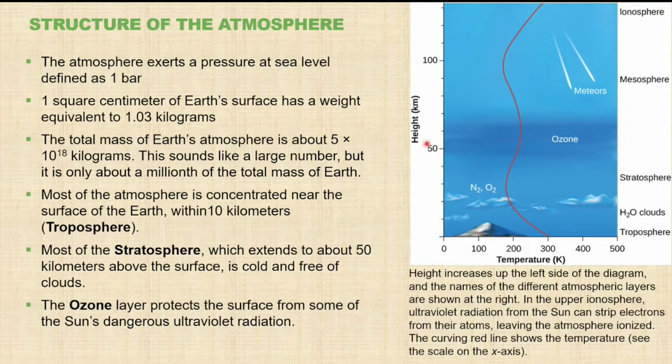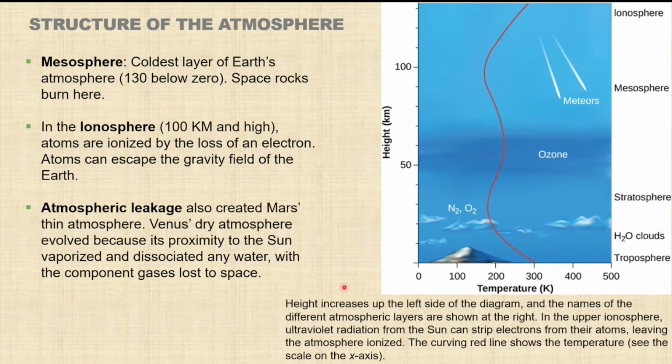And you see the temperature scale here. As you go higher, the temperature starts to decrease up to the stratosphere, and at the ozone layer, the temperature slightly increases, and it decreases and increases again with height. And the ozone layer is where most of the oxygen is. Ozone is O3, 3 molecules of oxygen combined.